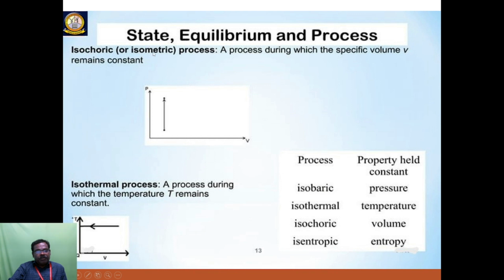Then isometric. It is a constant volume process. As the name says, volume is constant. Assuming this is state 1 and this is state 2, for the process 1-2, what about the volume? Volume will be constant. What about pressure? This pressure is P1, this pressure is P2. So in the isometric or constant volume process, volume remains constant throughout the process, and all other properties will change. So this is called a constant volume process.